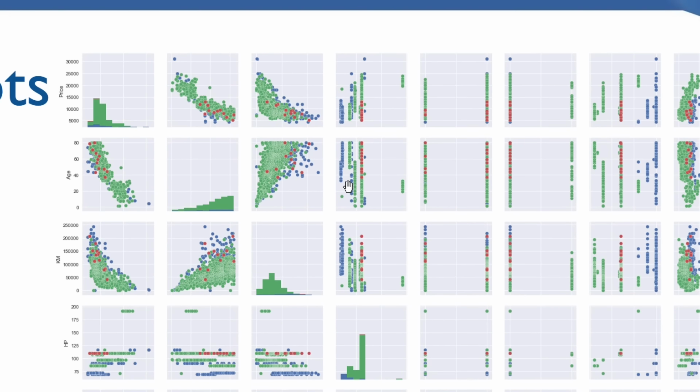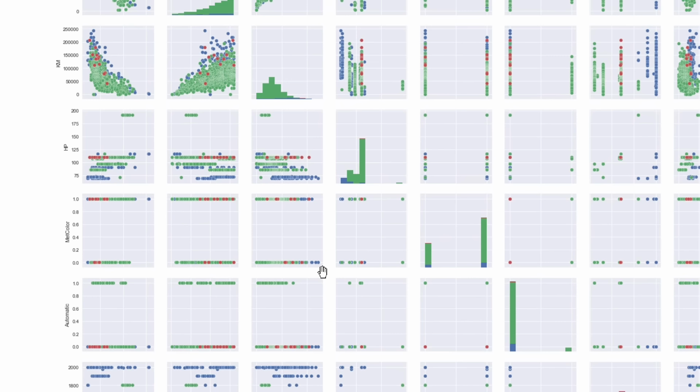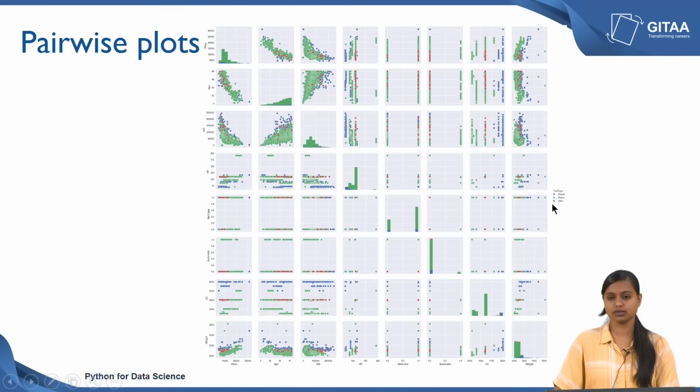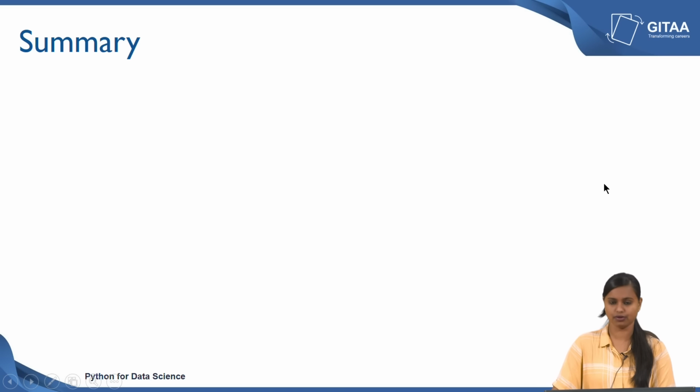The pairwise plot is used to get the plots for all possible combinations of variables, and you will be able to look at them in terms of scatter plots and histograms. This gives you an easier way to understand the relationship that exists between different pairs of variables. You can also see there is a legend shown here for the fuel type, showing how the markers have been colored. Now we have come to the end of the session.